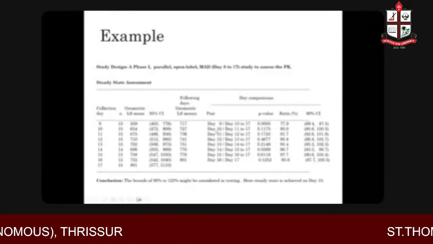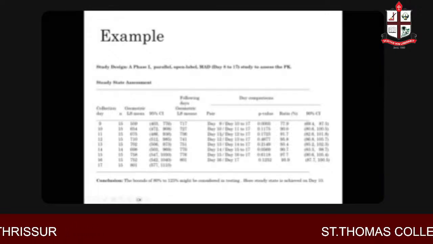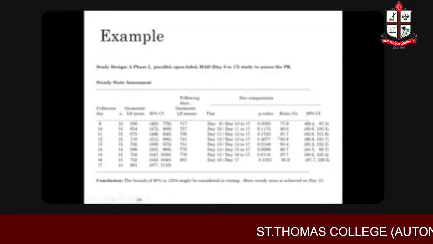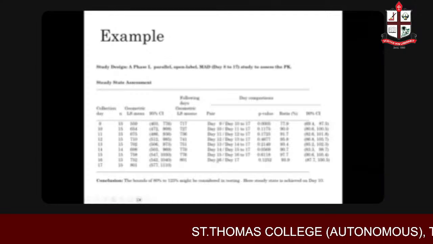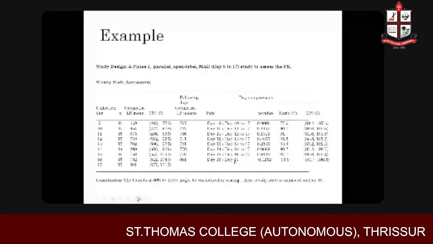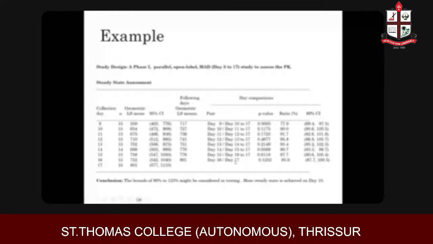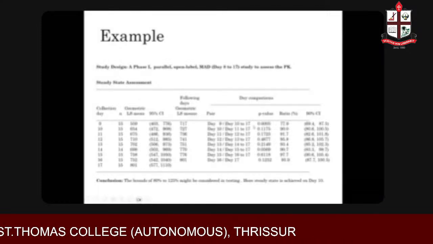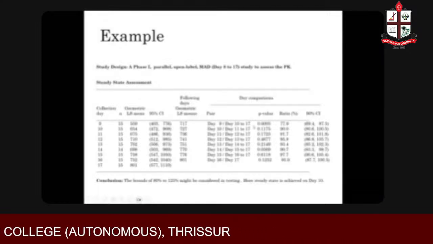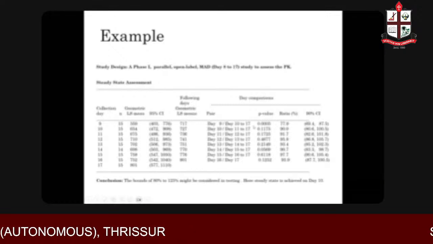Again, day 10 compared with the remaining days. Day 11 compared with the remaining days. Day 12 compared with the remaining days. Like that it goes on. So day 16 to day 17. If you see here, this one is less than 0.05. So there is some significant difference there. So we cannot call that here we have the steady state as attained.